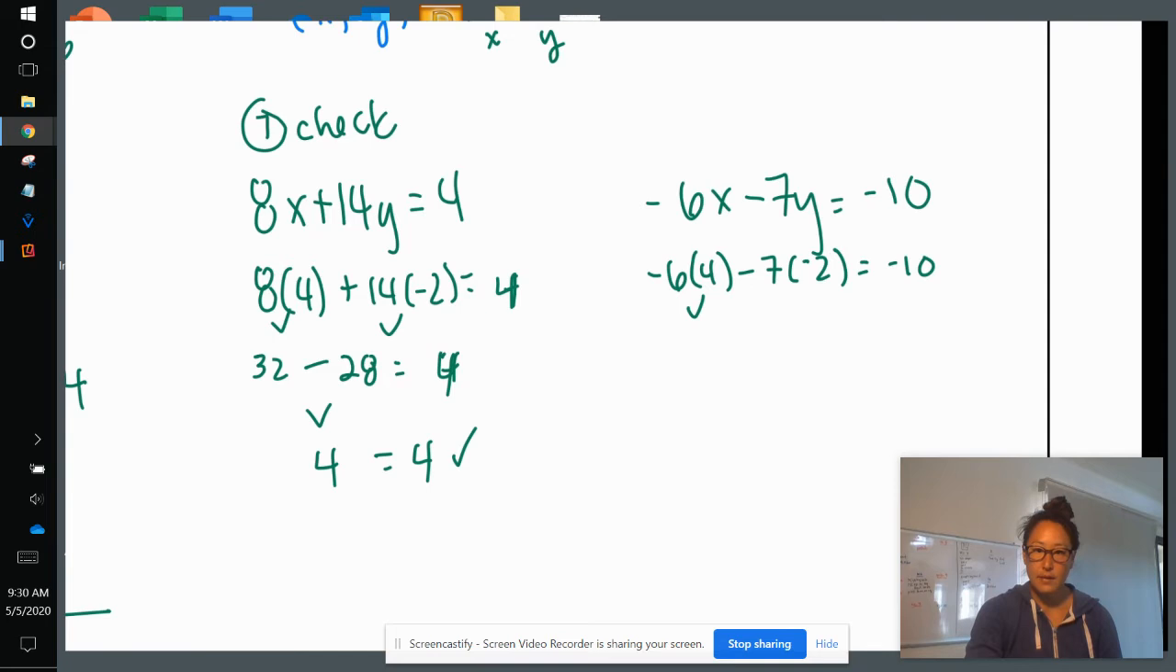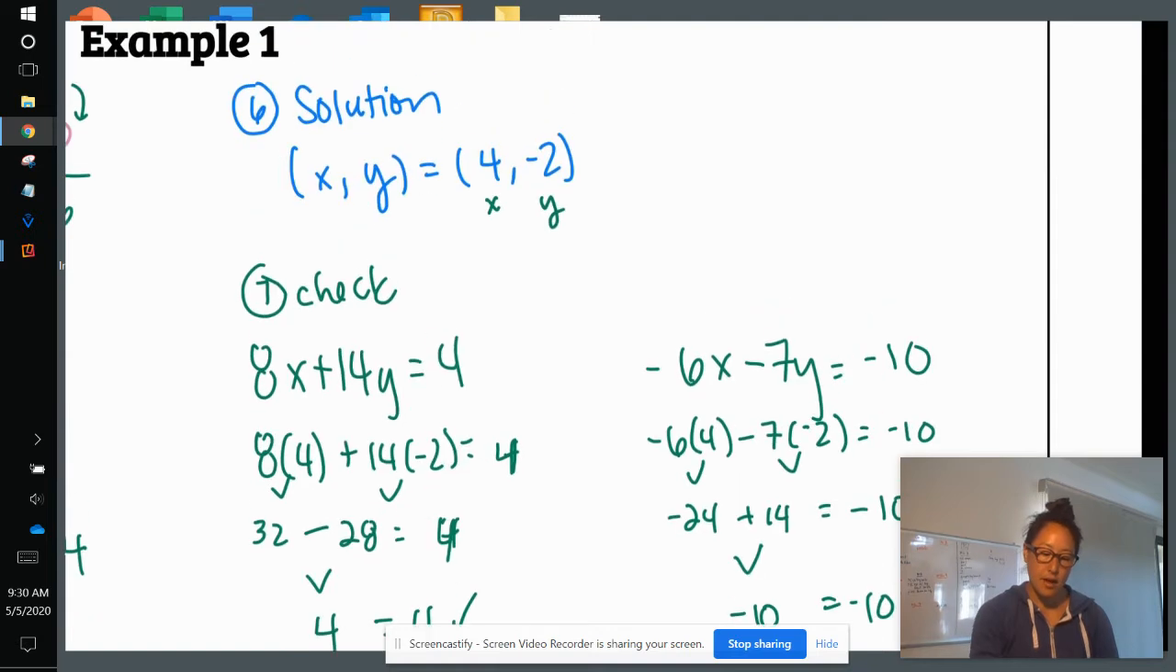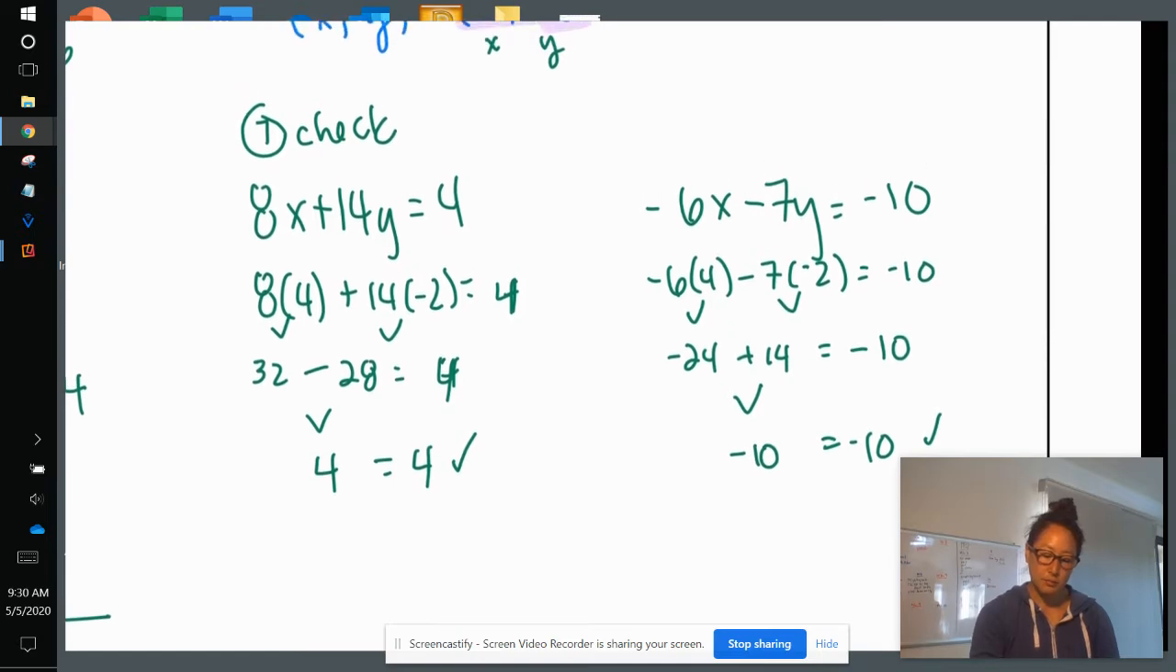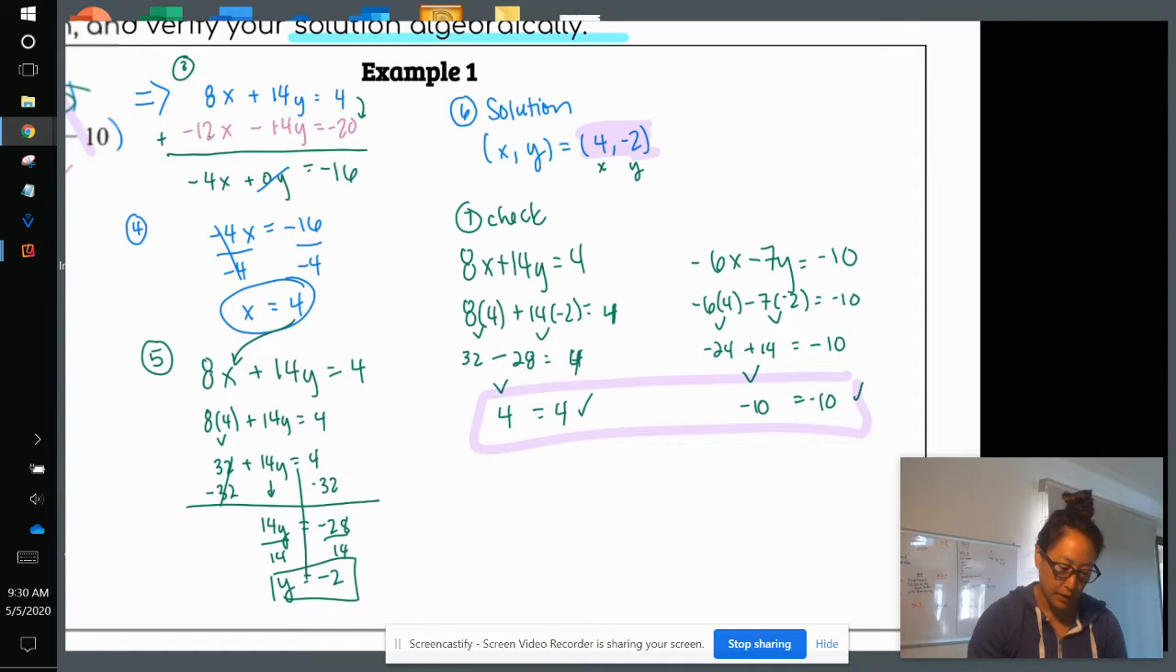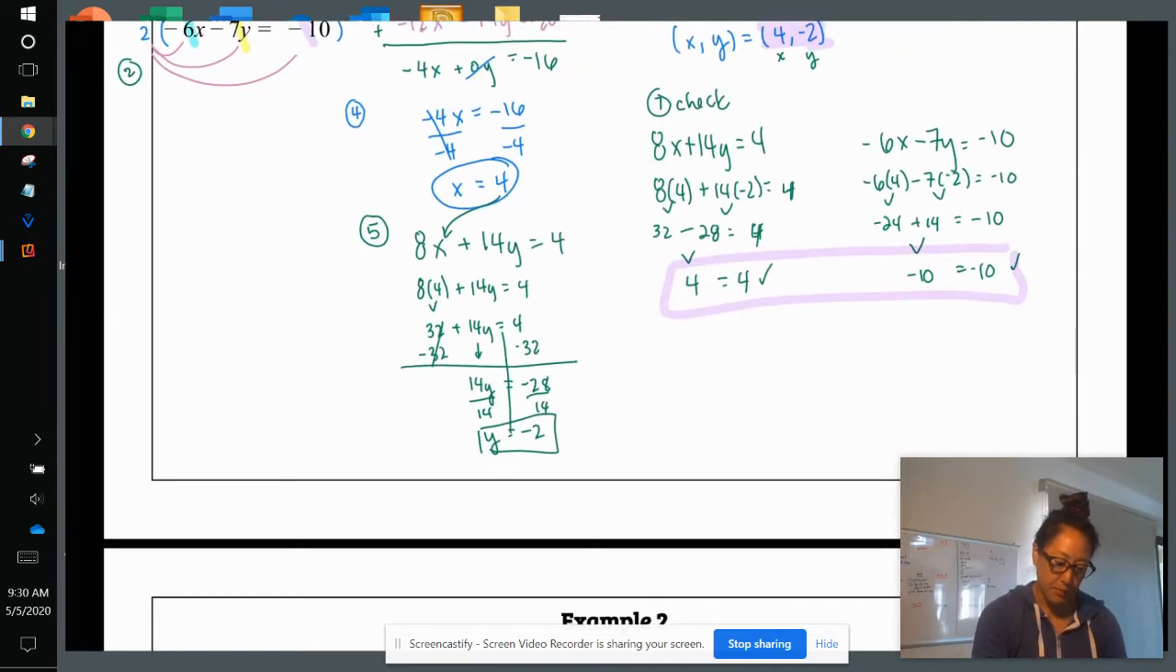I get -6 times 4 is -24. -7 times -2 gives me positive 14, and that should equal -10. All right, add these together. I end up with -10 equals -10. Verifies, so my solution is (4, -2). If these are not equal, you're going to have to go back and redo the problem. Okay, example number 2.